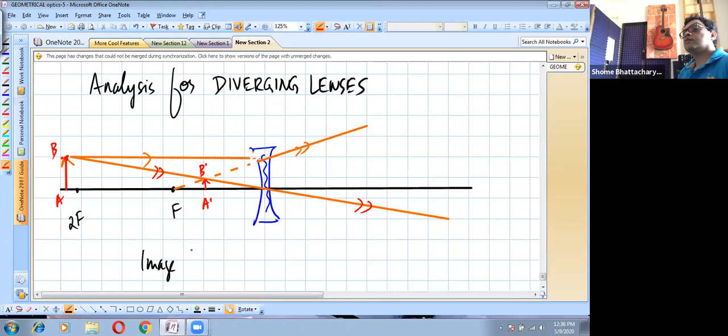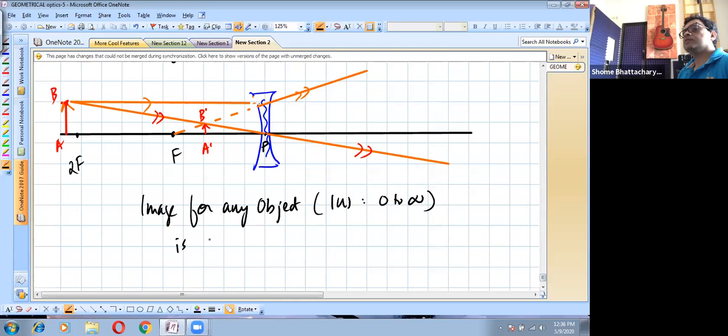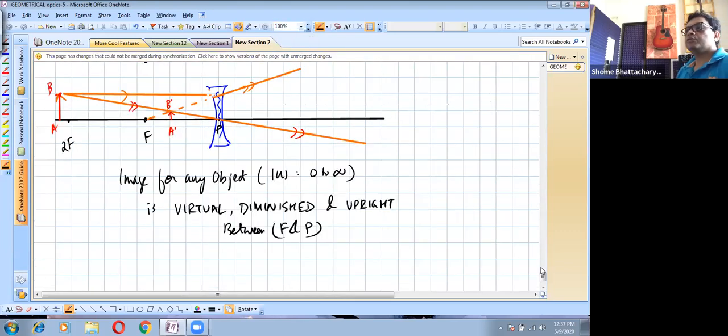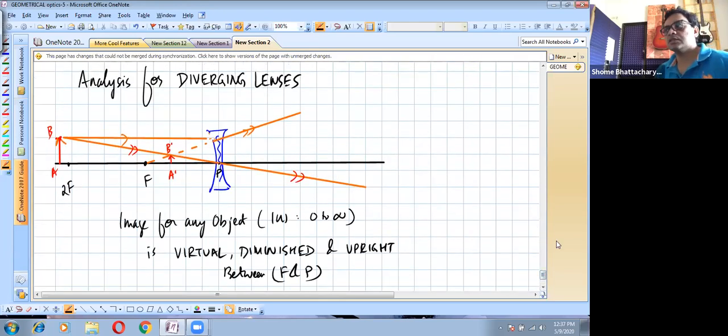The image for any object that is at a distance from 0 to infinity in front of the pole is virtual, diminished, and upright, between pole and focal point. So this is the case for all real objects. Now virtual objects here is a little bit more complicated. So we will do that with some numerical examples. At this stage I will start doing some problem solving and numerical examples. It'll help us understand this whole thing better.